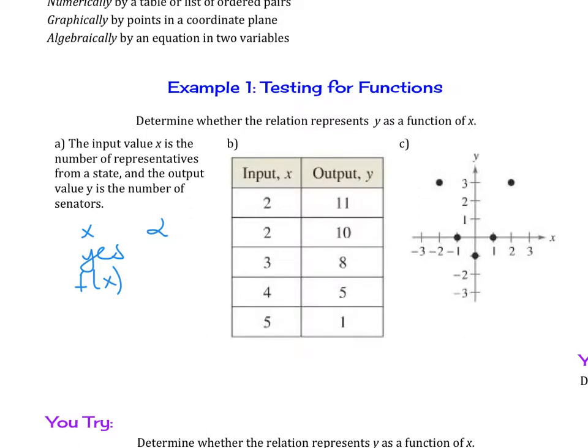Okay, letter B. Determine whether this is a function. So we have (2, 11), (2, 10), (3, 8), (4, 5), and (5, 1). Immediately we notice here that 2 has 2 different output values. So therefore, it is not a function. Now, if they were the same exact value, (2, 10) and (2, 10), then that's fine. But because they're different, this is not a function. Okay, letter C. We have x values of -2, -1, 0, 1, and 2, and there are no places where it repeats, so this is a function. Yes, a function.